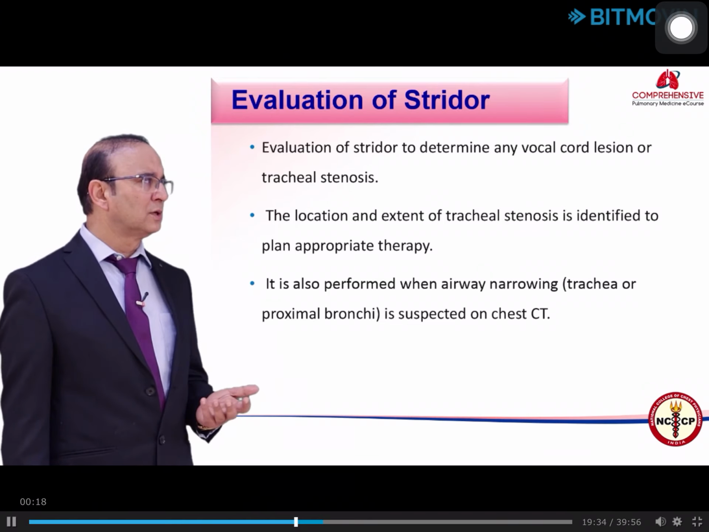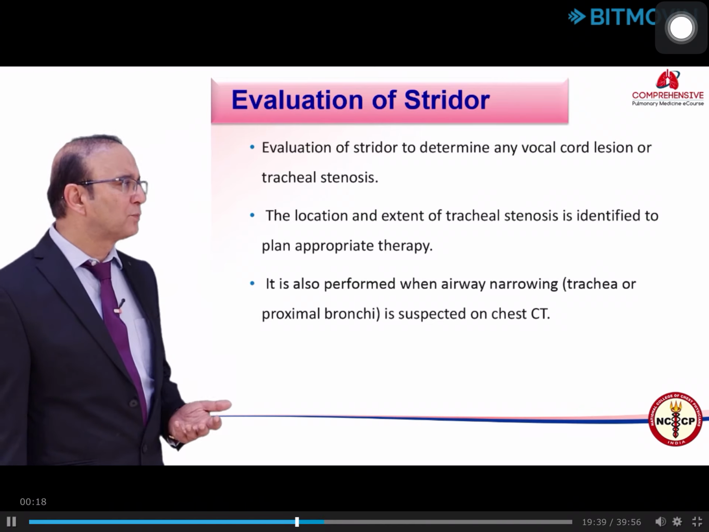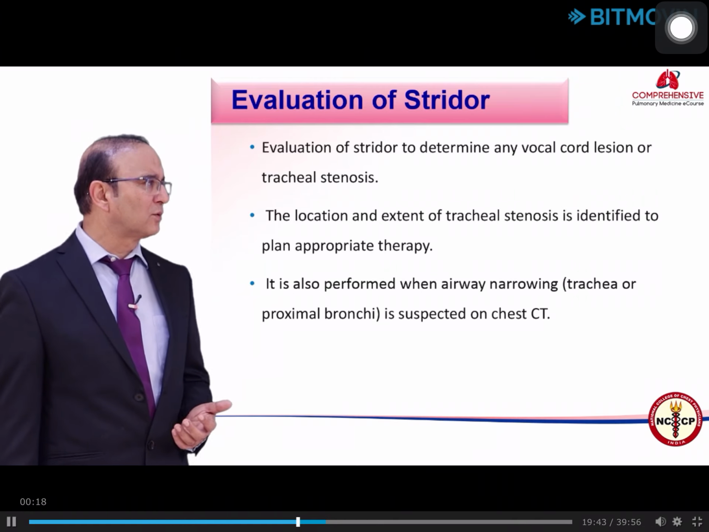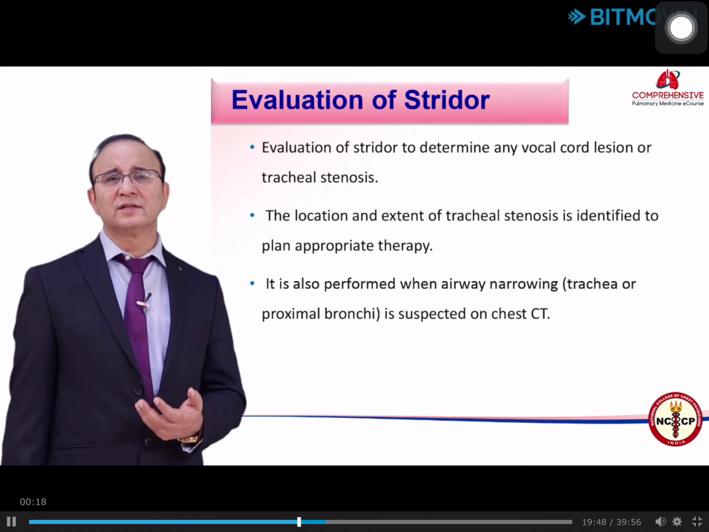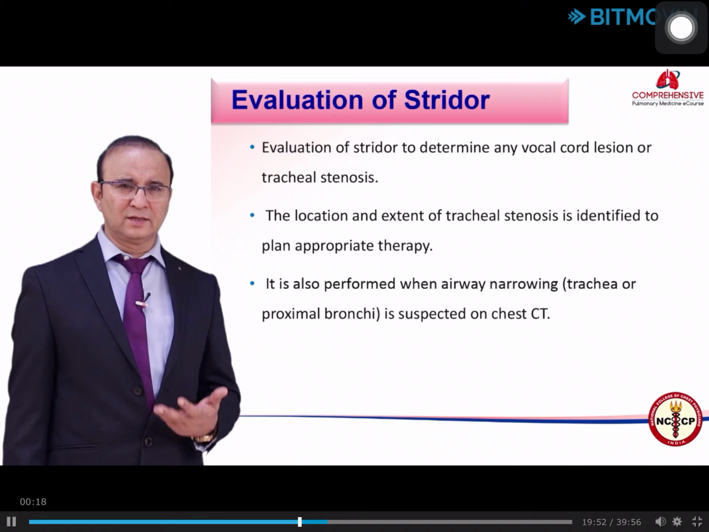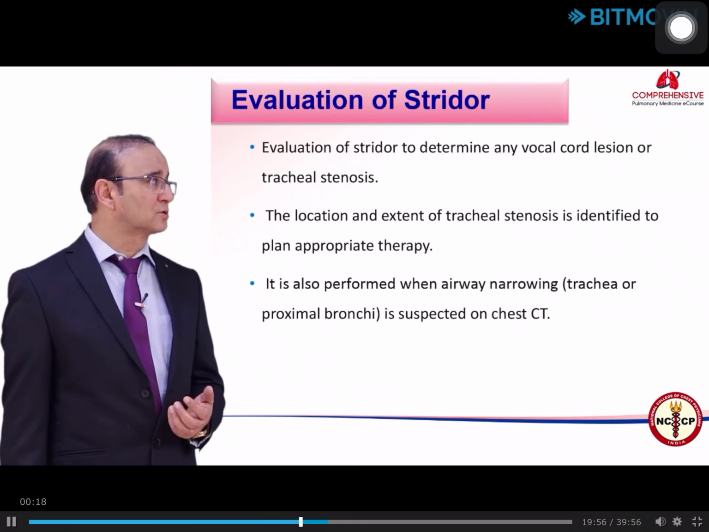And the location and extent of tracheal stenosis is identified to plan the appropriate therapy. It's also performed when airway narrowing is suspected on the chest CT, to evaluate what the etiology is and what the length is, as you see on the CT, to confirm the length of the stenosis with a thin bronchoscope.